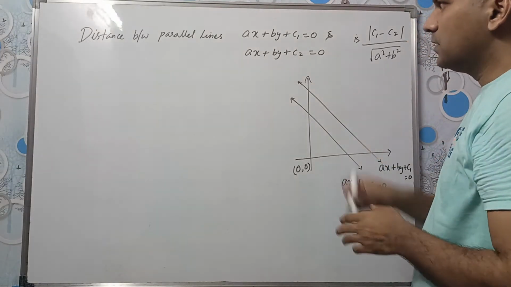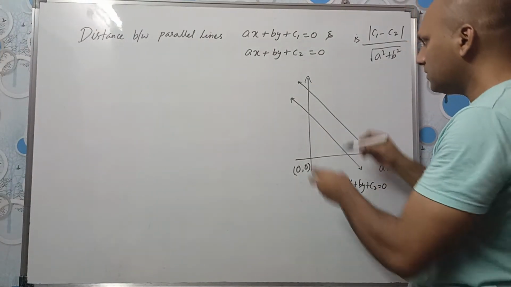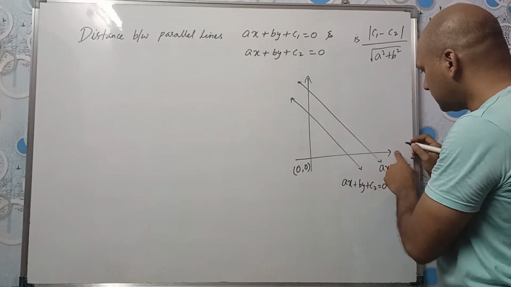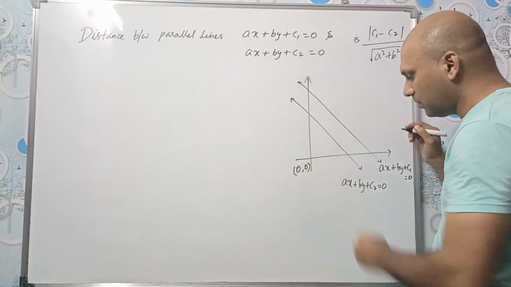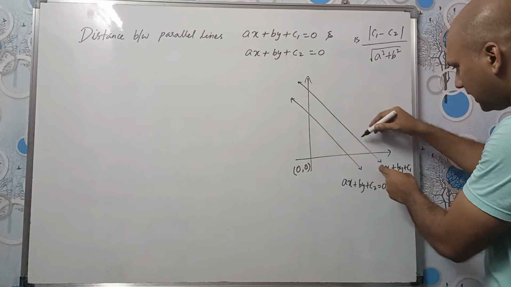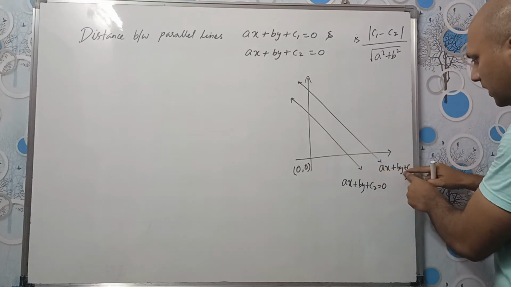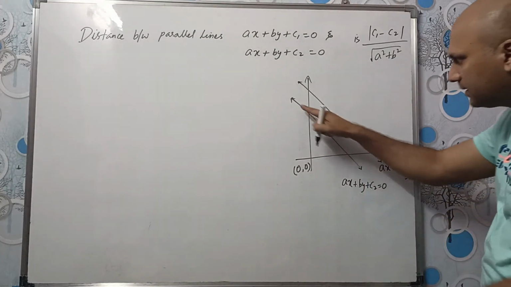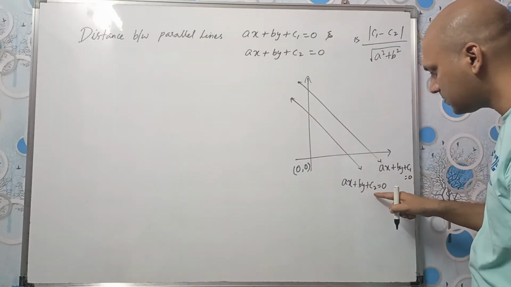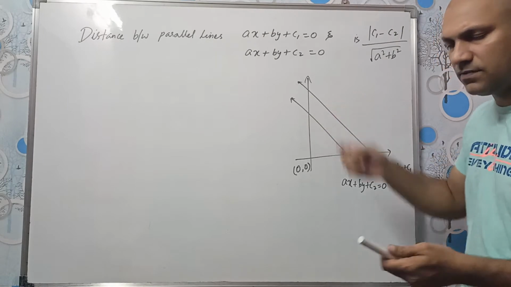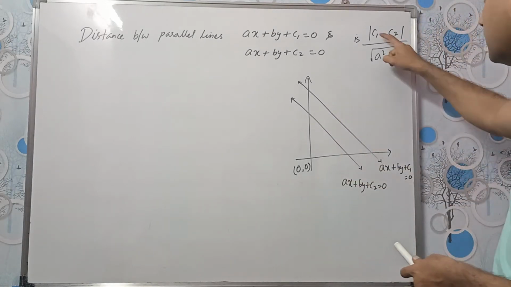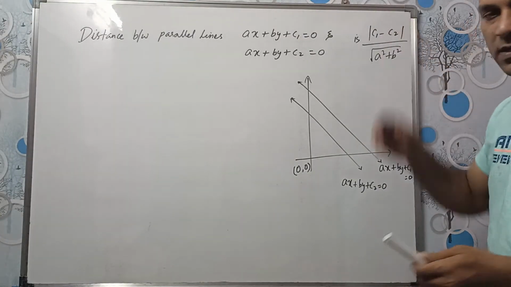Okay, so let us see the derivation now. We have a diagram here. This is our x-axis and this is our y-axis. Okay, origin 0, 0. We took this line as the first line, ax plus by plus c1 is equal to 0, and this line as ax plus by plus c2 is equal to 0. You can take this line as the second line or this line as the first line. It will make no difference. That's why c1 minus c2 or c2 minus c1.